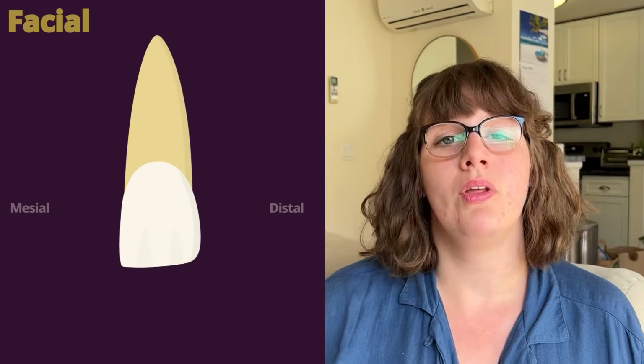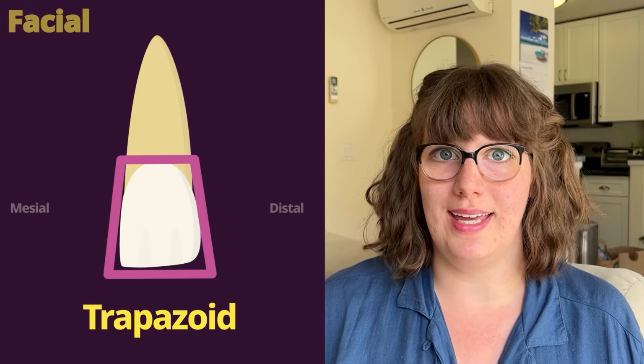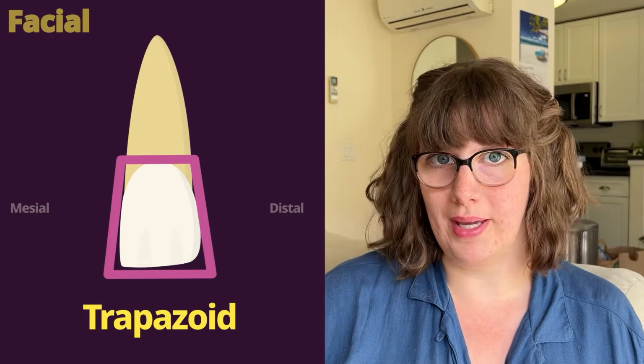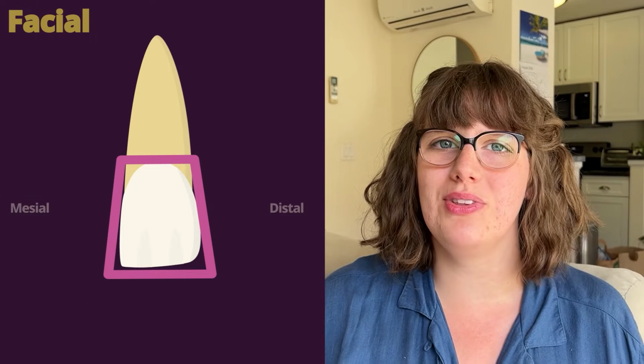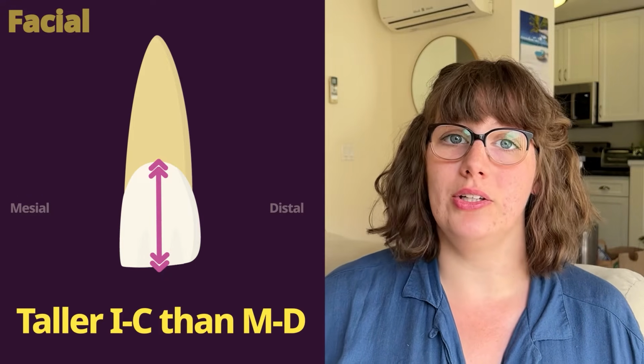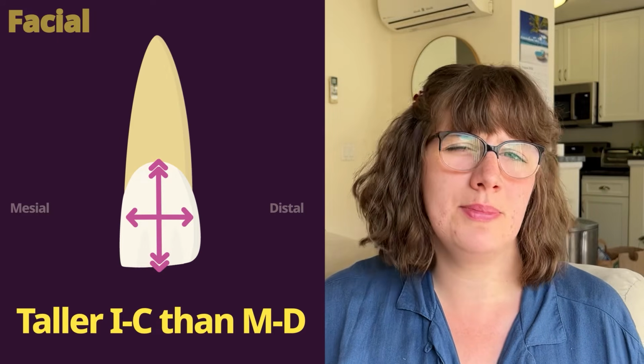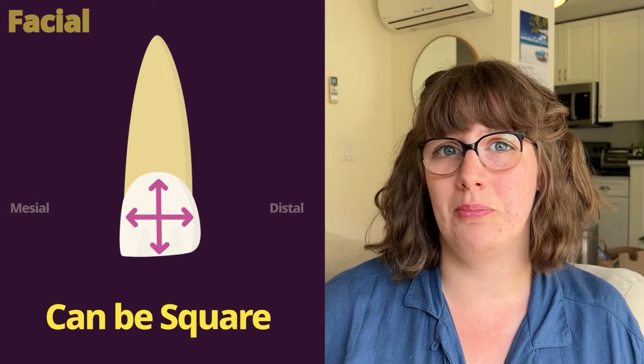Let's look at the maxillary central incisor from the facial. The crown is generally shaped like a trapezoid, with the larger base at the incisal ridge and the narrower base at the cervix, so that the tooth tapers from the incisal ridge to the cervix. This tooth is taller incisal cervically than it is mesial distally, though sometimes they can be a bit more similar and the crown may be square-shaped.